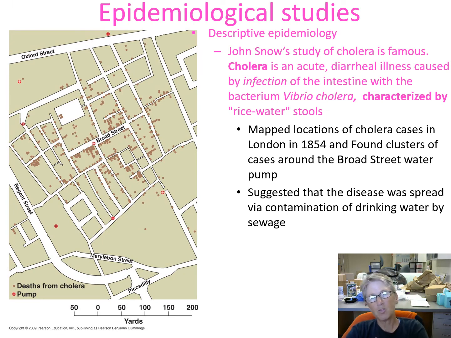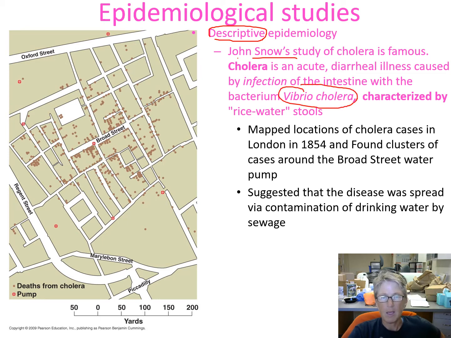Okay, epidemiological study. Descriptive epidemiology is a type of epidemiology. That's what John Snow did. He studied cholera. Cholera is an acute diarrheal disease caused by infection of the intestine with the bacterium called Vibrio cholerae. Guess what shape Vibrio cholerae is? Yes, it has a vibrio shape, so it's like a rod, but it's curved. And when you have cholera, that's characterized by rice water stools. It's gross.